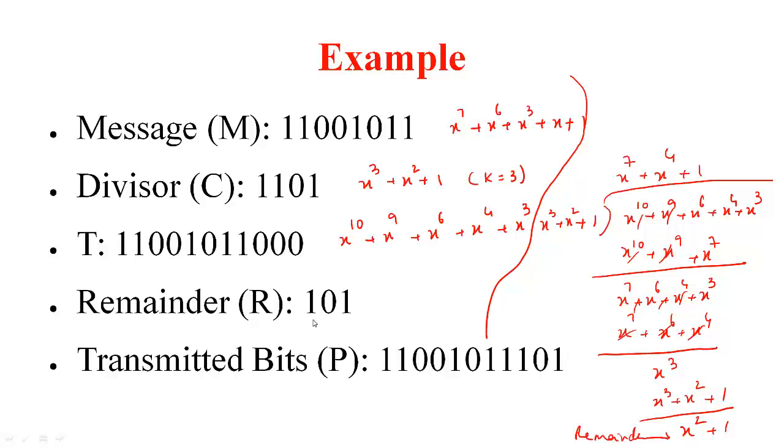So the remainder, as you can see, translates into these bits. Now I'm going to add this remainder to T, basically substitute these last 3 zeros with the remainder. So this is going to be my transmitted bits. By the way, this division was done using modulo 2 arithmetic. So addition and subtraction turned out to be the same.